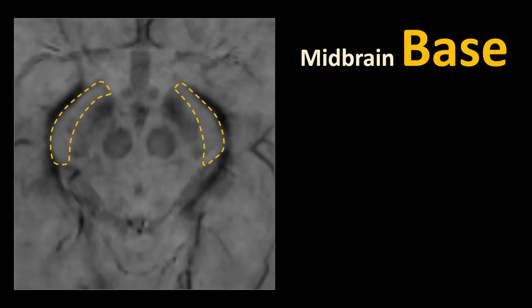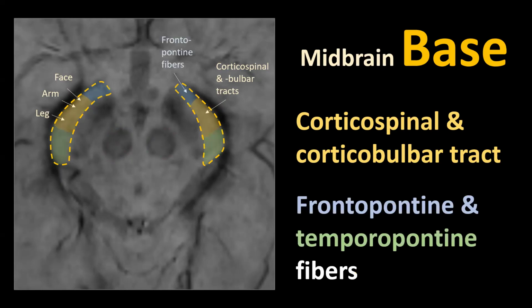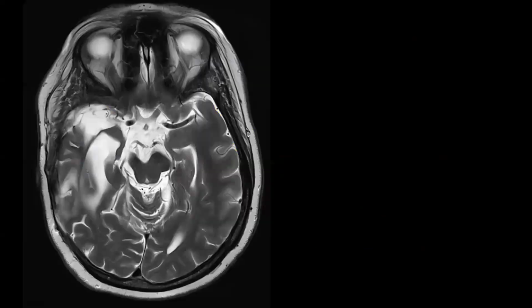And based on what we know from anatomy, we know that the corticospinal and corticobulbar tracts have to be located somewhere in the middle of the cerebral peduncles. And then we know that the information is somatotopically organized, with face coming first, then arm innervation, and then leg. And located in front and behind the corticospinal and corticobulbar tracts, we find the frontopontine and temporopontine fibers of the corticopontine tracts. Okay, let's now move on to another example, but we've already seen it.